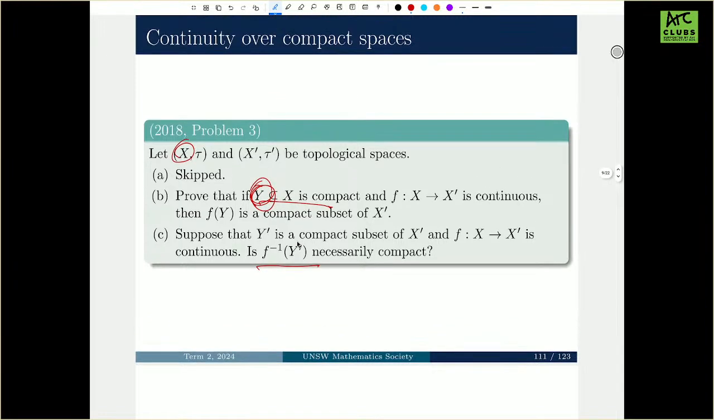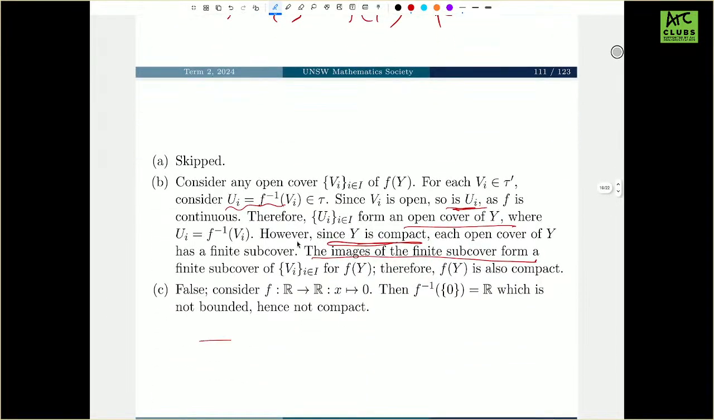Because we can suppose that X is the reals and X prime is also the reals. And we just consider the zero map from the reals to itself, the map that maps everything to zero. So in that case, our Y prime is just the set containing just 0. And this is closed and bounded. It's obviously bounded. The reason why it's closed is because the complement is open. But then the inverse image of that is just the whole space, which is definitely not compact because it's unbounded.